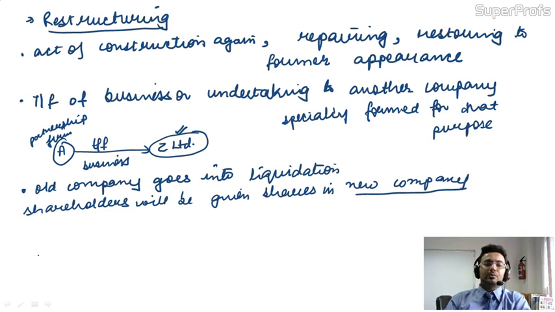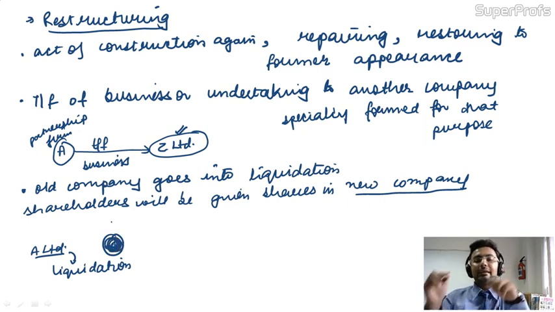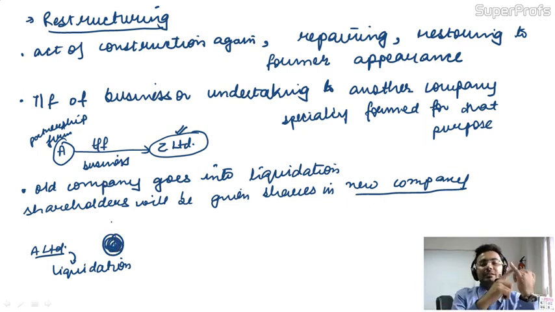Now let us suppose that there was a company, A Limited. What happened with A Limited? It went into liquidation. This could be because it was not profitable, or because the objects were fraudulent, forbidden by law, contrary to the law, opposed to public policy, or any such act has been done. So the company went into liquidation.